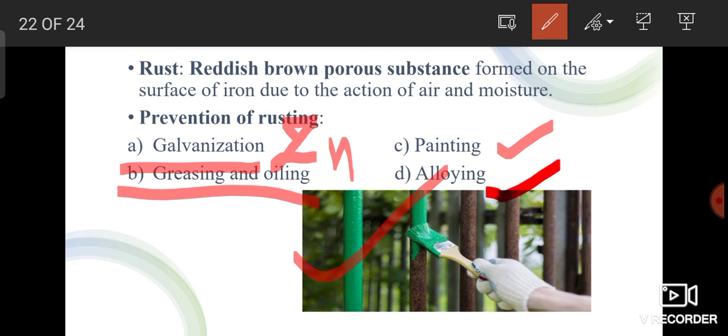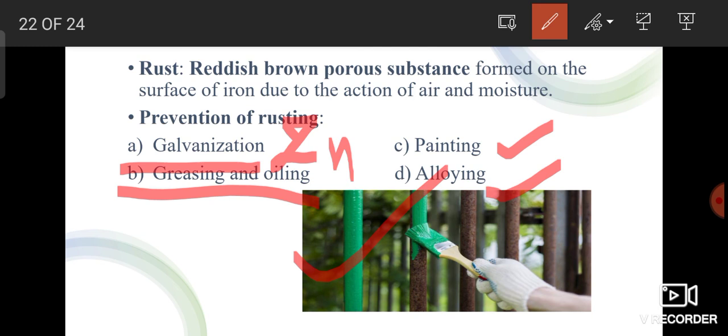Next and the last one is alloy. So what is alloying? Let me tell you first of all what is an alloy. An alloy is a homogeneous mixture of two or more metals, and when you make an alloy by mixing two or more metals or a metal and a non-metal, then that process is named alloying.